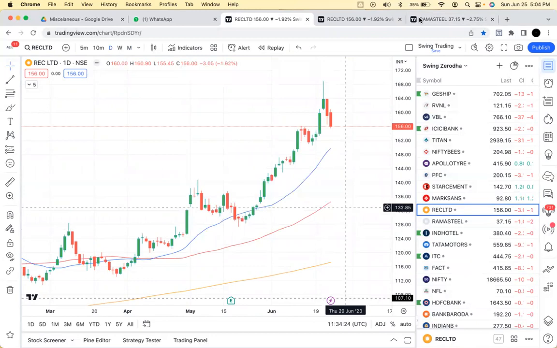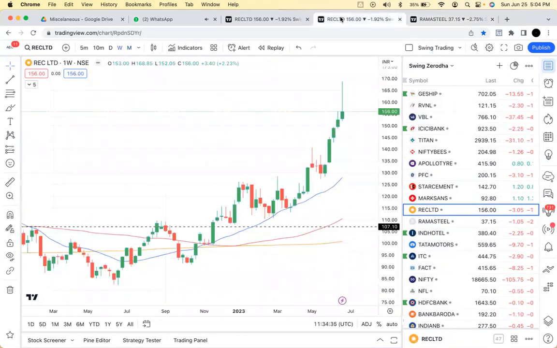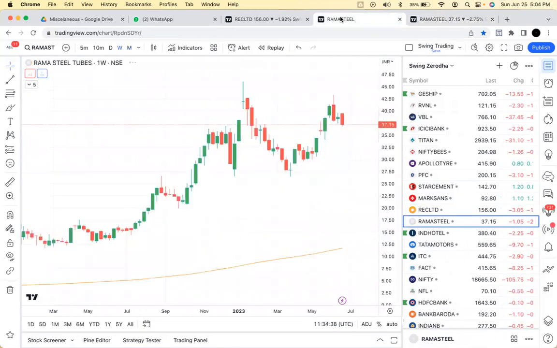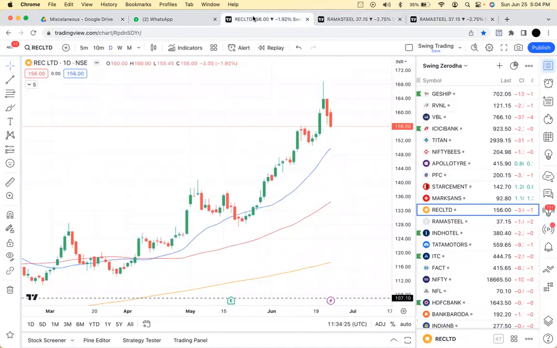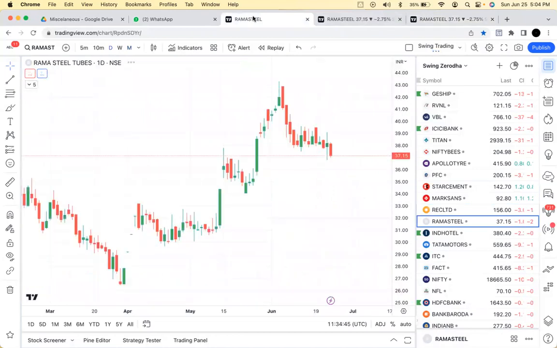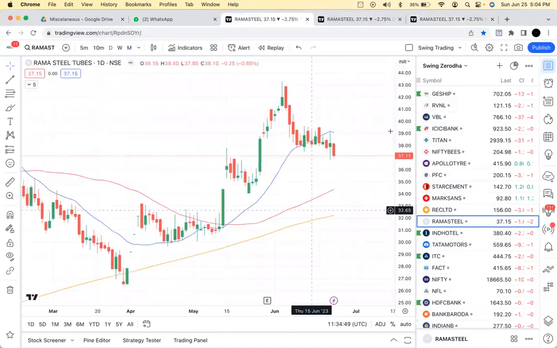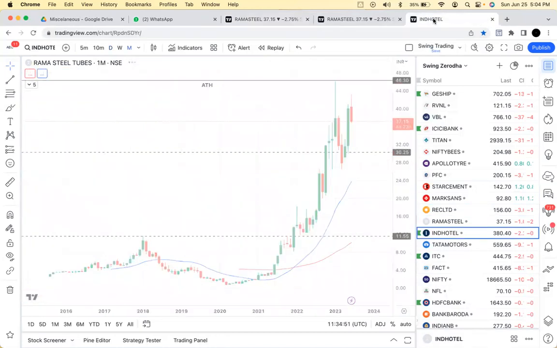All right, Rama Steel, again, right there, hasn't lasted enough. This company has not been listed long enough to have the 200-period moving average. And Rama Steel on the monthly wasn't long enough. Weekly, it's there, and the pattern is there as well. Now on the daily chart for Rama Steel, here it is. Yeah, looking good, okay?